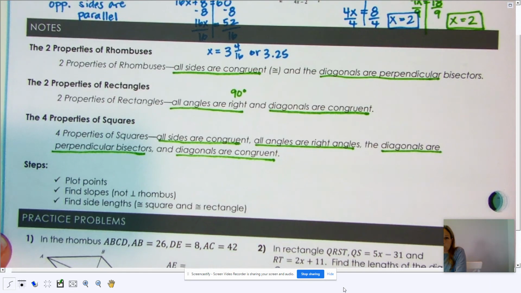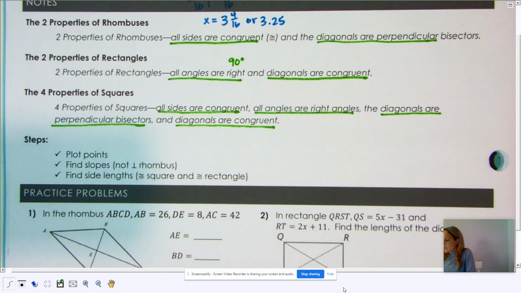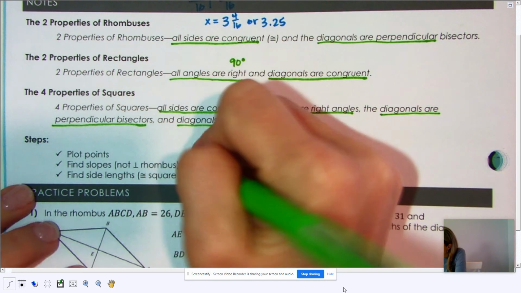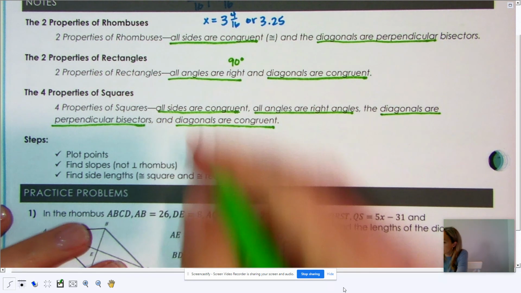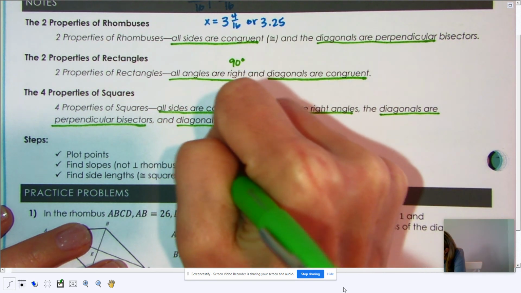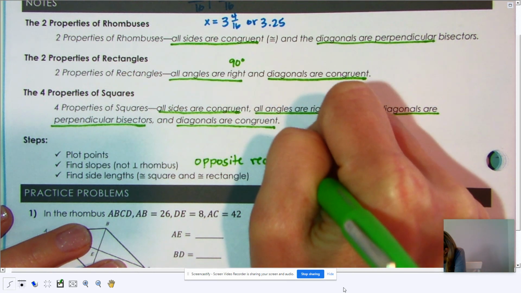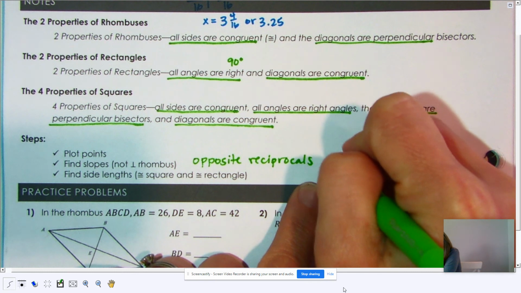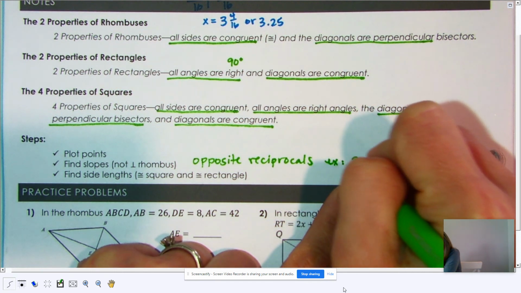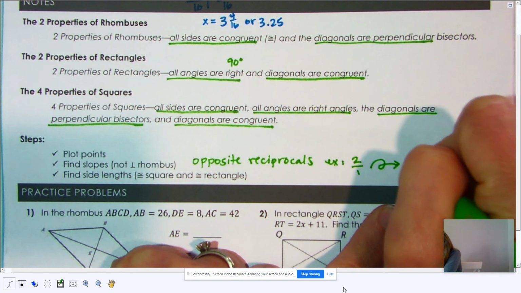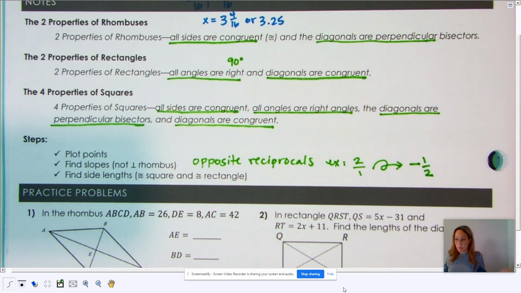Okay, so the steps for the problems: you guys are going to be plotting some points again today. We're going to be looking at slopes. If they're perpendicular to each other, remember, for lines that are perpendicular, the slopes are opposite reciprocals. So for example, if you had 2, you could put it over 1. The opposite reciprocal of that would be negative 1 over 2. So that's if they're perpendicular.